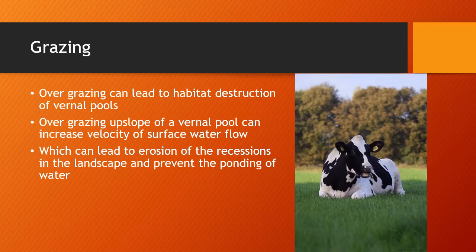Overgrazing of the vernal pool upslope can increase the velocity of the surface flow of water down into the ponding areas for vernal pools. This can lead to a variety of issues, including the erosion of the recessions in the landscape and prevent the ponding of water in the future.